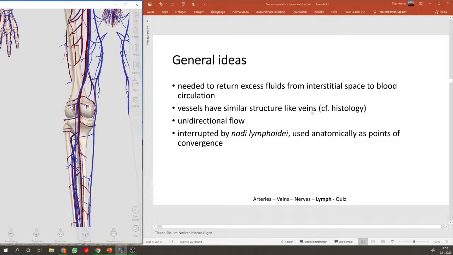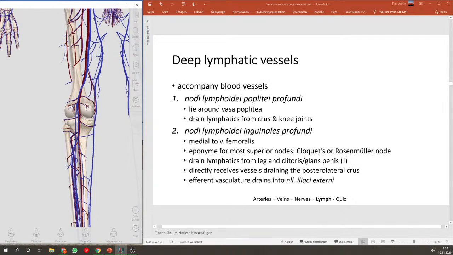So just know for now it's unidirectional, and the concept of lymph is probably not new for you, because you studied it for the upper extremity already, so let's go right into it. Now, we can divide the lymph vessels in the leg into a deep and a superficial system. The deep lymphatic vessels, just as the veins, will accompany the arteries. Most of them run in a little triad: artery, vein plus lymph vessel. But they are too small to be visible on the specimen, so don't look for them; you won't find them.